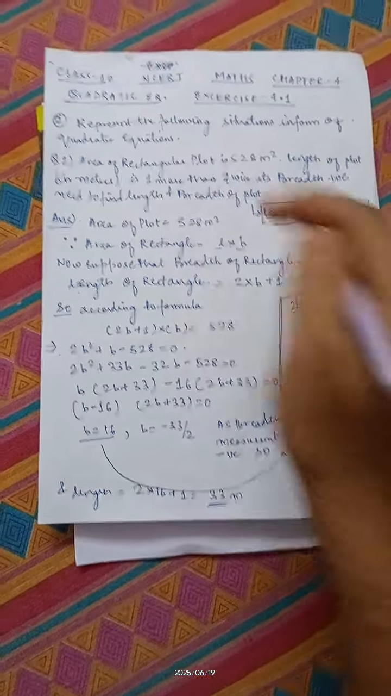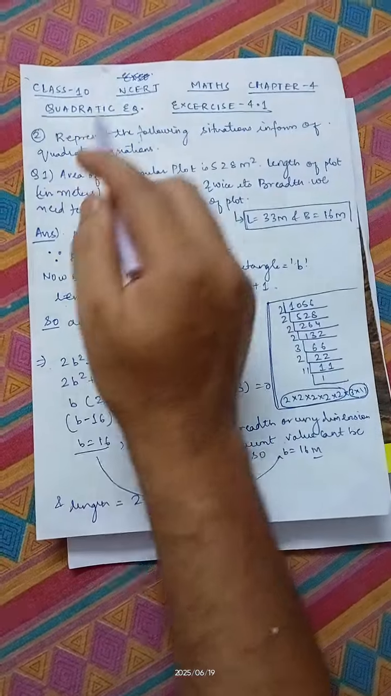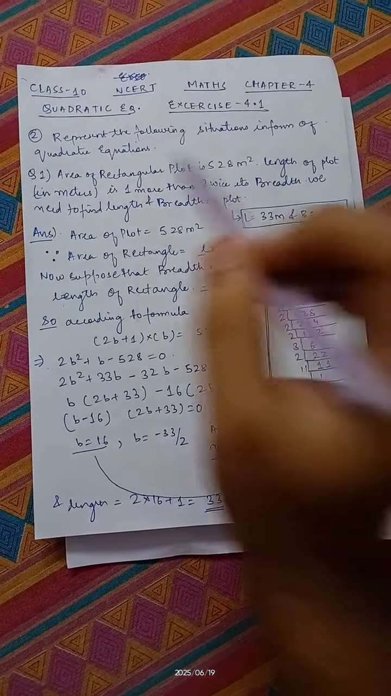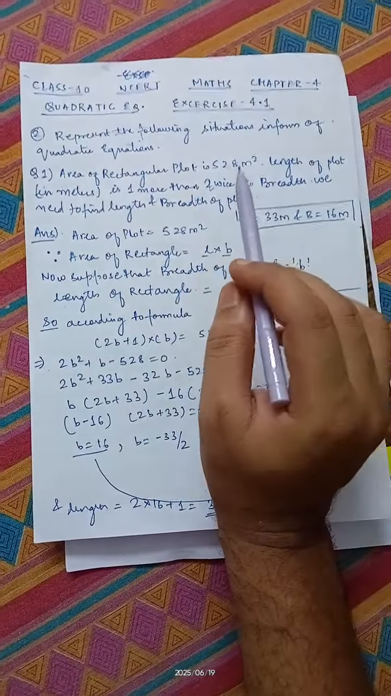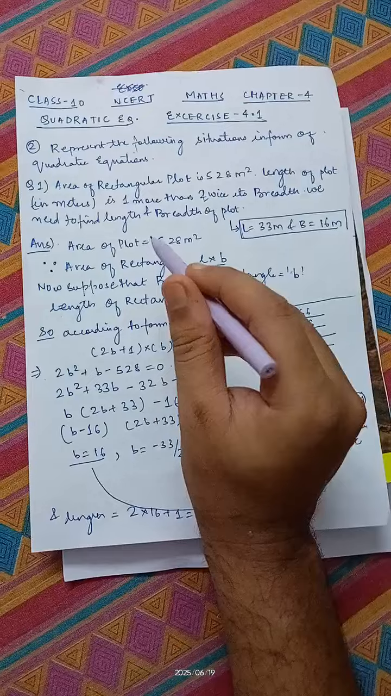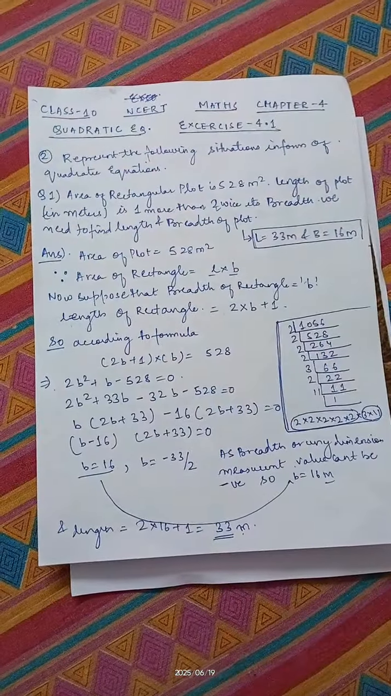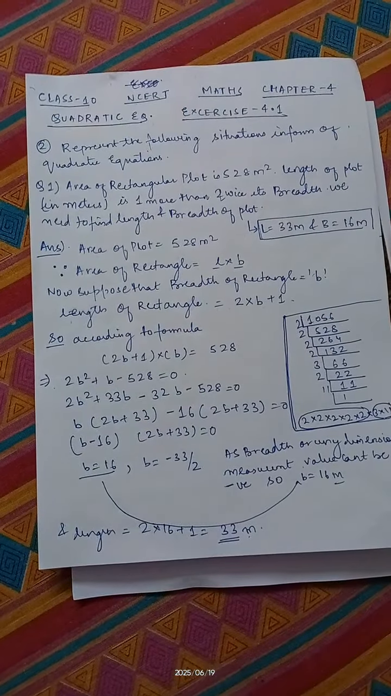So, hi guys, this is a series of class 10th NCERT solutions. Subject is Mathematics, Chapter 4, Quadratic Equations, and Exercise 4.1. Now, in Exercise 4.1, I am taking the second question: represent the following situations in the form of quadratic equations. But when you go through the questions, you will understand that here we need to solve the quadratic equations. That's why in the previous video, I explained how to solve quadratic equations by factorization.